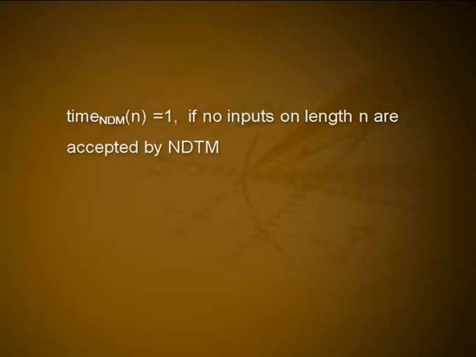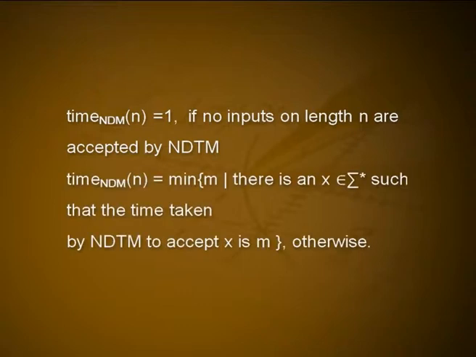The time complexity time_NDTM of a non-deterministic Turing machine NDTM is given by time_NDTM(n) equal to 1 if no inputs of length n are accepted by NDTM, and time_NDTM(n) equal to the minimum of the set of m such that there is an x element of sigma star such that the time taken by NDTM to accept x is m. Otherwise, we say that NDTM is polynomial time if and only if time_NDTM(n) is O(n^k) for some k greater than 0.